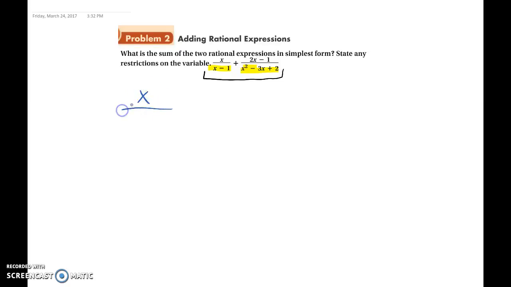So it'll be x over x minus 1, because we can't factor that, plus 2x minus 1 over the other denominator. This sign tells me that they're both the same. This tells me that they're both negative, so it'll be x minus and x minus. So factors of 2 that add up to 3, well, the only factors of 2 are 1 and 2, and they do add up to 3.